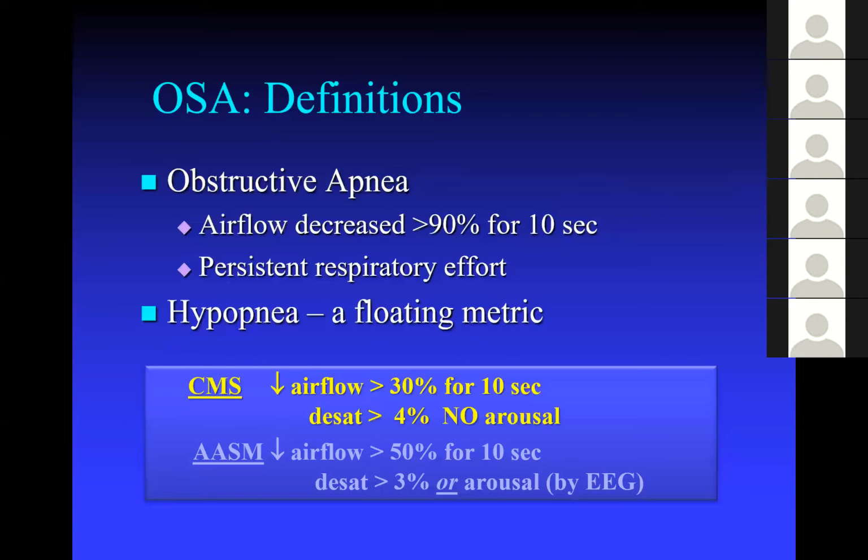So what is obstructive apnea? It's when the airflow is decreased by 90% for 10 seconds. That's key. And when it's decreased, there's a persistent respiratory effort. Hypopnea is a decrement or a partial obstruction, but it's what I call a floating metric. According to Medicare, and that's the one most labs will use, airflow is decreased by at least 30% for 10 seconds, and desaturation during that obstruction has to be greater than 4%, and there's no arousal from a deeper to lighter stage of sleep.